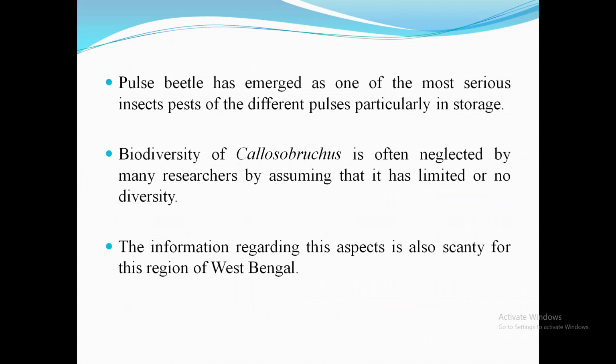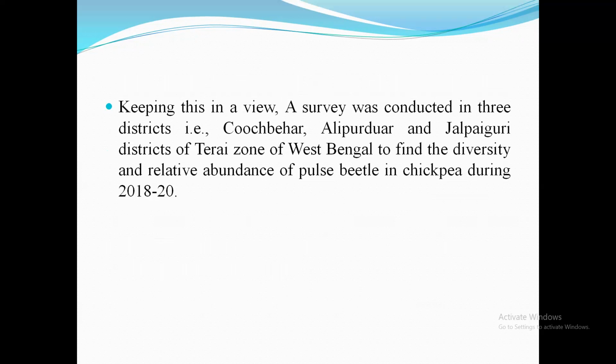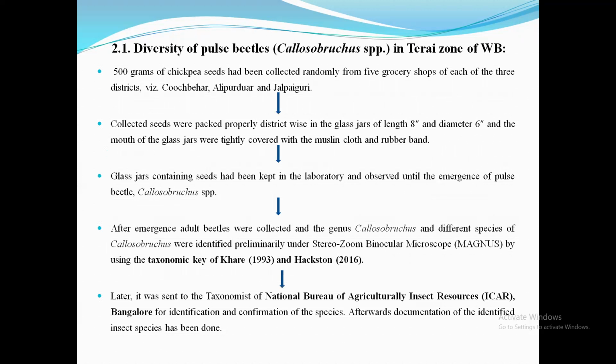Biodiversity of Callosobruchus is often neglected by many researchers by assuming that it has limited or no diversity. The information regarding this aspect is also scanty for this region of West Bengal. Keeping this in view, a survey was conducted in three districts, that is Cooch Behar, Alipurduar, and Jalpaiguri districts of Terai zone of West Bengal, to find the diversity and relative abundance of the pulse beetle in chickpea during 2018 to 20. Materials and methods.